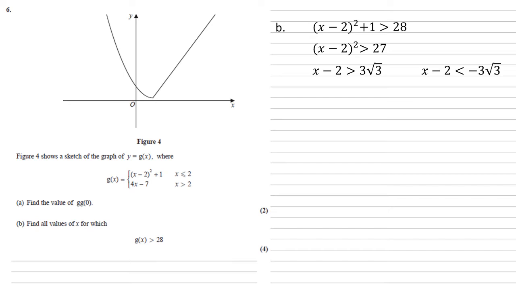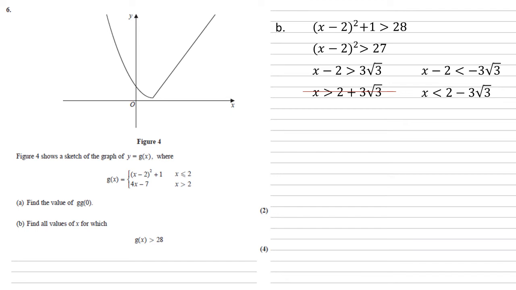Our left-hand side inequality, we would get x is larger than 2 plus 3 root 3, but this part of the g function is only valid for x values smaller than 2, whereas 2 plus 3 root 3 is larger, so this one doesn't work. Our right-hand inequality will give us x is smaller than 2 minus 3 root 3. That's smaller than 2, so that's a valid answer.